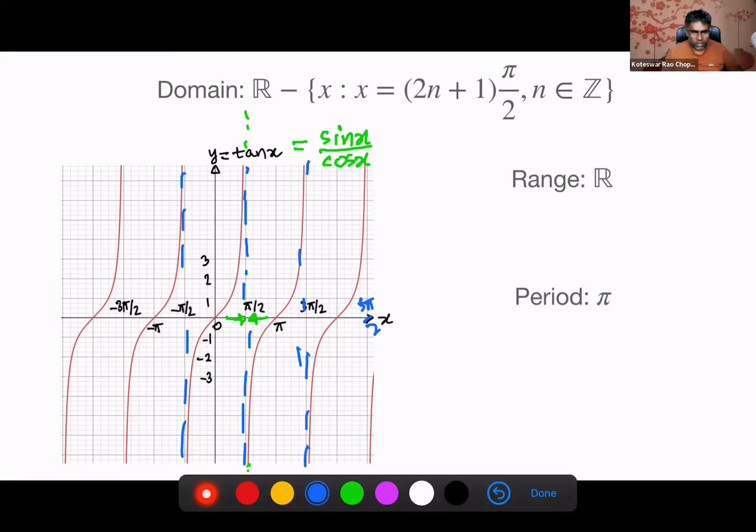Now again, I want you to spend some time on this and see why it is giving all the real numbers, because your sine can go, let's say if you're on the positive side, from 0 to 1. As sine increases from 0 to 1, cos is actually decreasing from 1 to 0. So that is the reason why you will end up having all the values.